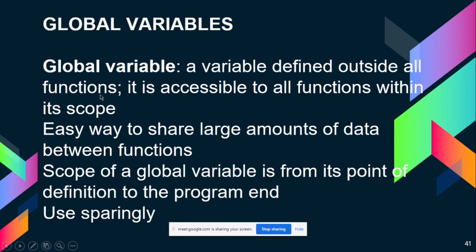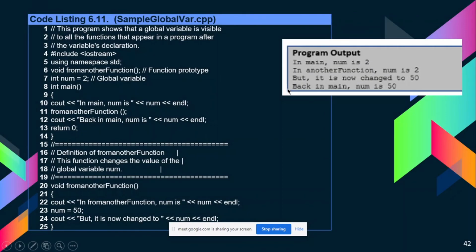Global variable. So, para saan naman itong global variable? A variable is defined outside function and it is accessible to all function within its scope. So, pag sinabi natin global variable, accessible siya sa lahat ng functions. So, saan natin nilalagay ang global variable? Actually, pwede ka mag-declare sa labas ng function. Sa labas ng int main.